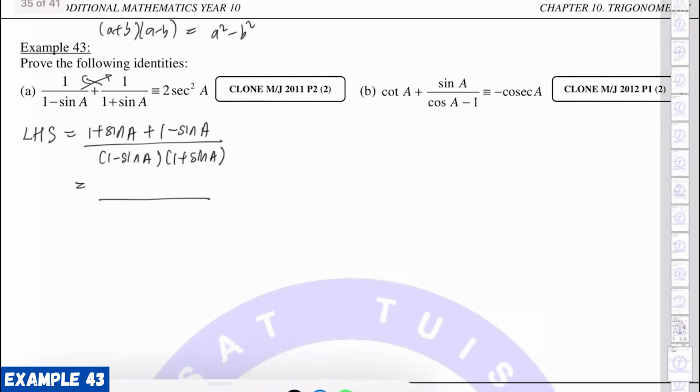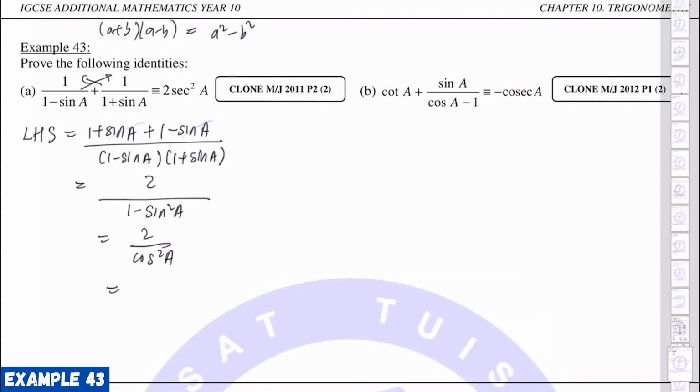The sine and sine here, cross it off, right? So you're left with 2. My denominator is 1 minus sine square. And what is 1 minus sine square? 1 minus sine square is cos square. As I bring it up, remember 1 over cos is secant. Since you have a square here, it's going to be 2 secant square A. And this is the same as your right hand side.